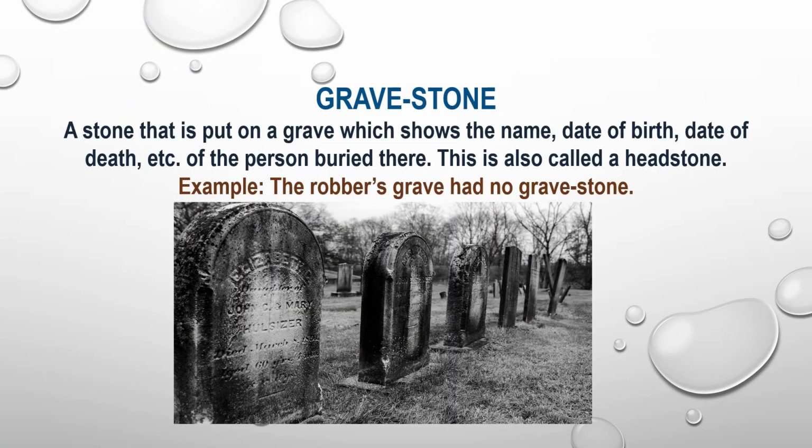Gravestone. A gravestone is a stone that is put on a grave which shows the name, the date of birth, and the date of death of the person buried there. This is also called a headstone. Example: the robber's grave had no gravestone.